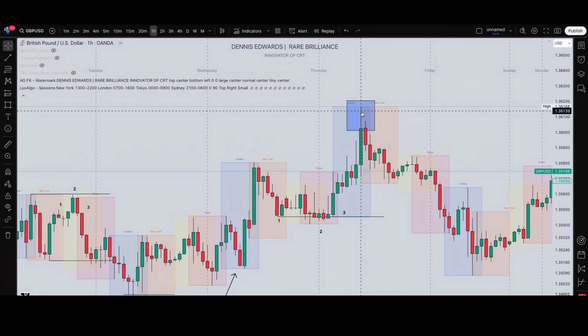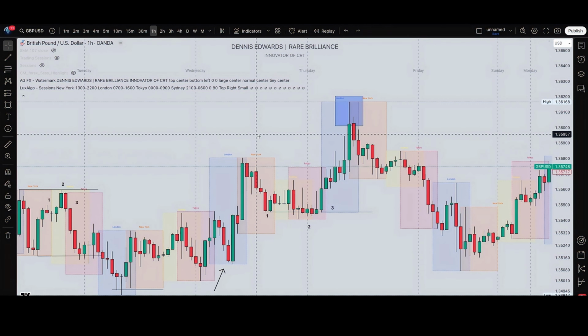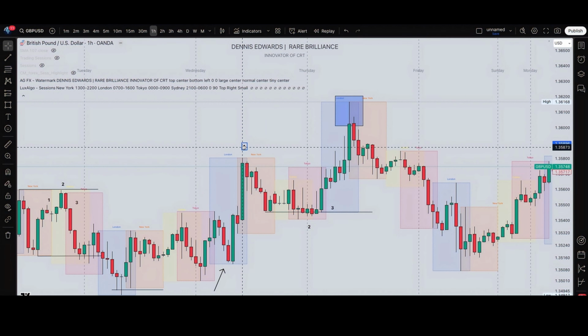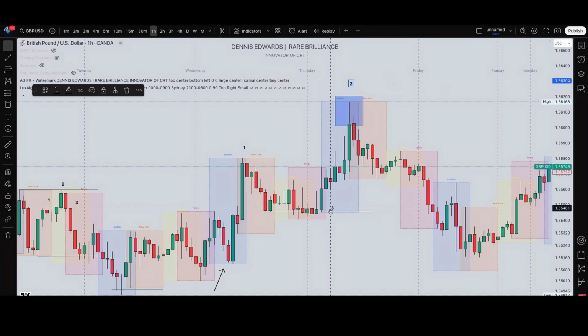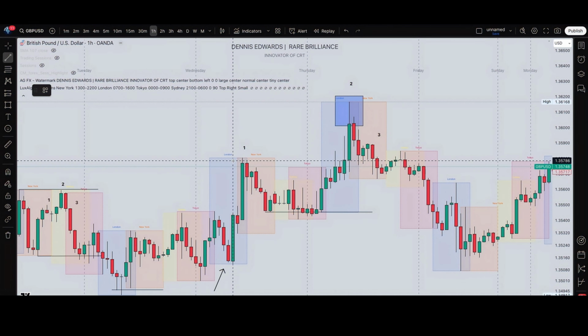Now, I will mark this as a valid CRT, even though it didn't sweep the high, because of the candle structure, and just understanding that this is most likely a peak, because we already had, just looking at the left, another accumulation zone. There you go. See how the phases are everywhere. CRT is everywhere. So let me just draw that out.